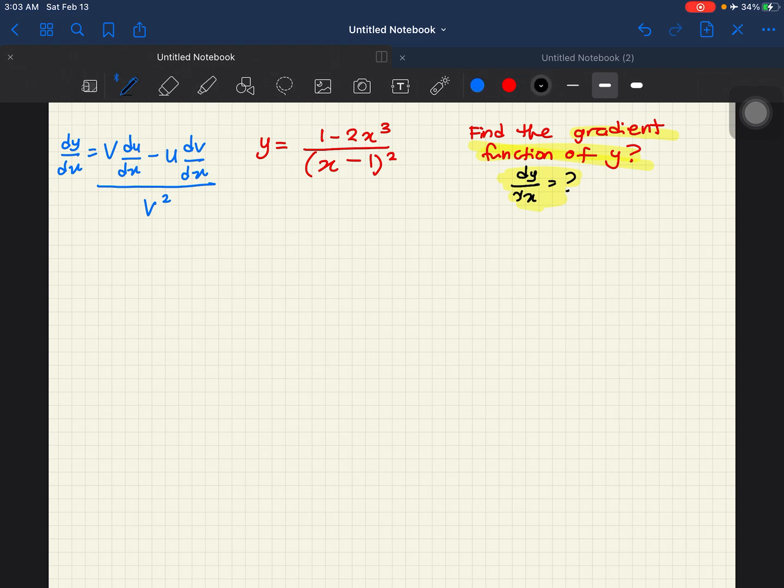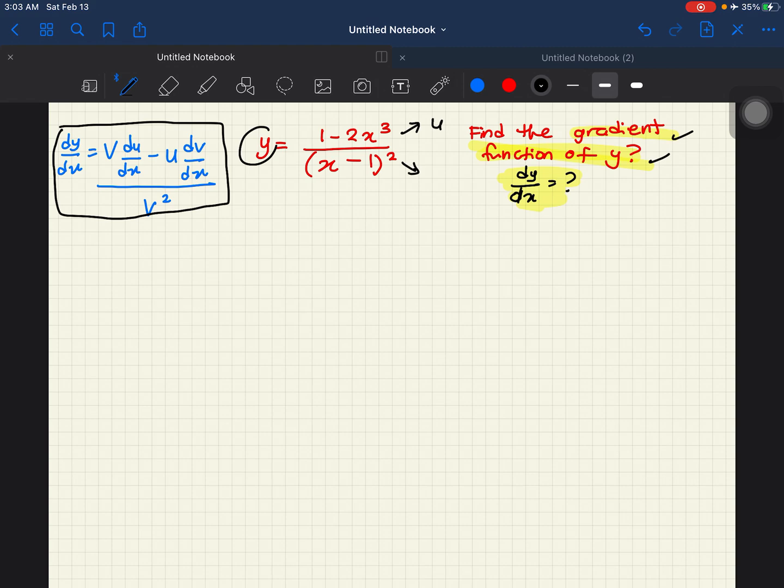Okay? Selain kita katakan di gradient function, sometimes the question just give you what? Find the gradient function of y. Jangan terkejut pula. Gradient function is actually dy over dx. You differentiate your y with respect to x. Now, I already wrote down the formula of quotient rule. I know this is quotient rule because you got denominator, you got numerator. So, definitely we are going to use the quotient rule.